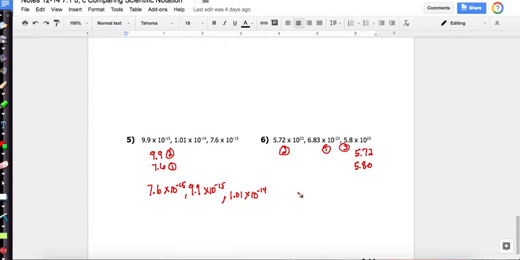Okay, now let me put these in order, and then we are all done. 6.83 times 10 to the negative 23rd. 5.72 times 10 to the 23rd. And 5.8 times 10 to the 23rd.